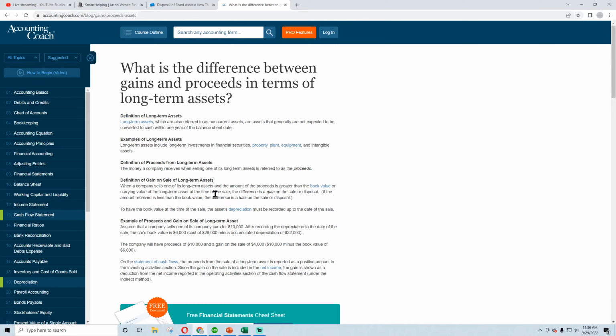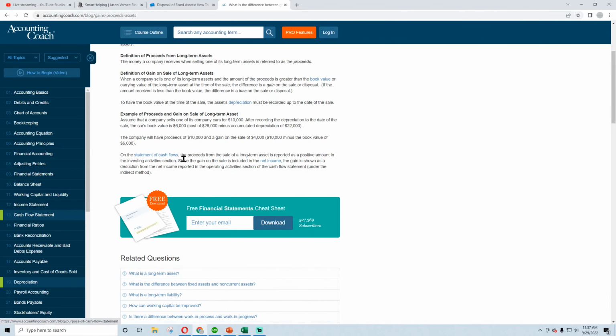Okay. When a company sells one of its long-term assets and the amount of the proceeds is greater than the book value, the difference is a gain on the sale or disposal. If the amount received is less than the book value, it is a loss. To have the book value at the time of the sale, the asset's depreciation must be recorded up to the date of the sale. Assuming the company sells one of its company cars for $10,000 after recording the depreciation to date of the sale, the book value is $6,000, cost $28,000 minus accumulated depreciation $22,000. The company will have proceeds of $10,000 and a gain on the sale of $4,000. On the statement of cash flows, okay, here we go. On the statement of cash flows, the proceeds from the sale of a long-term asset is reported as a positive amount in the investing activities section.